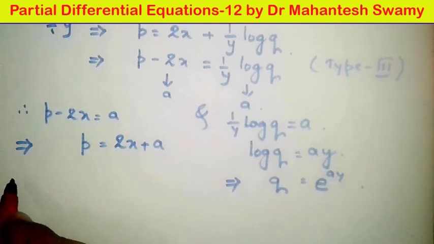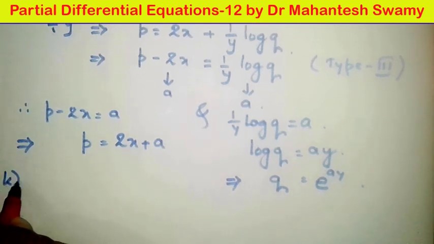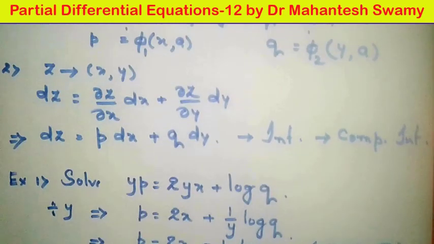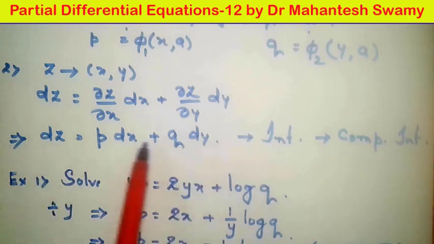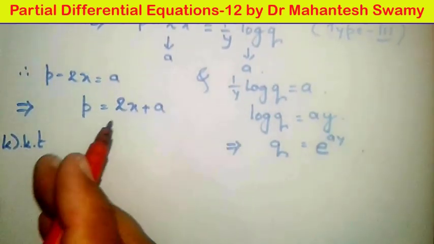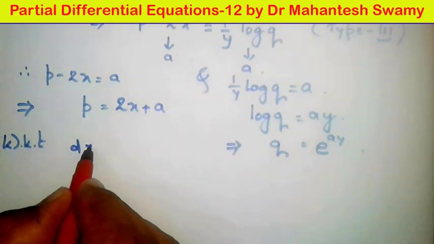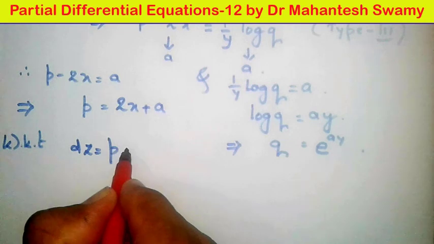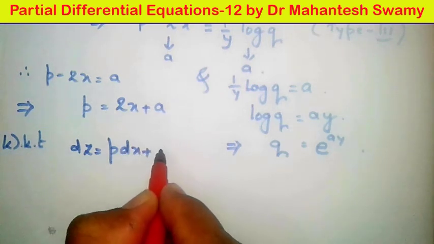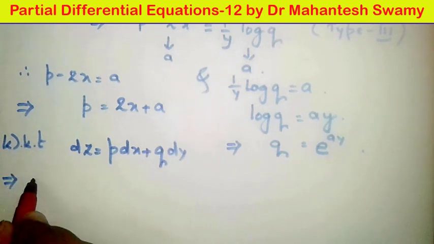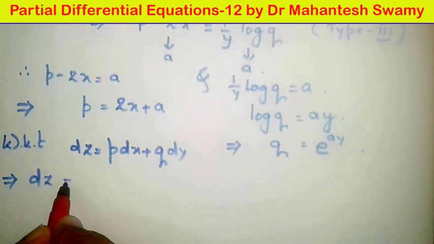Let us substitute them in one of the most important expressions I have given you in the previous discussion, that is dz equal to p dx plus q dy. Let us consider this expression directly. So write down that particular expression, that is dz equal to p dx plus q dy.